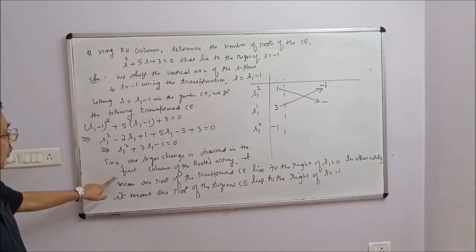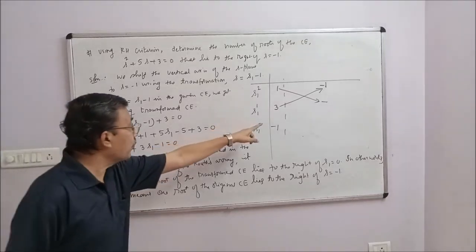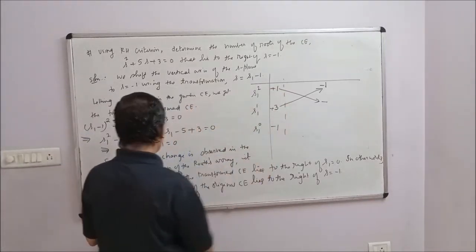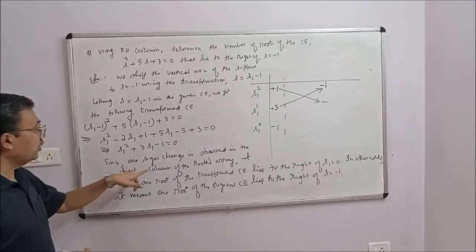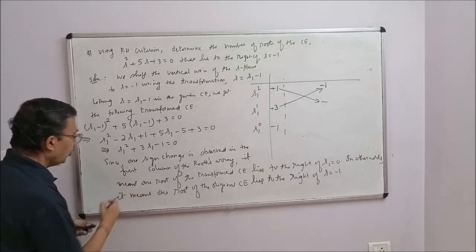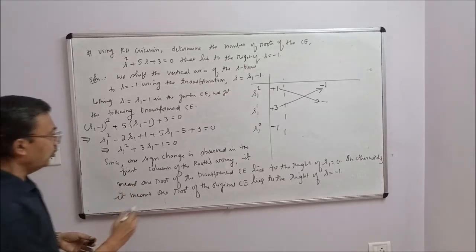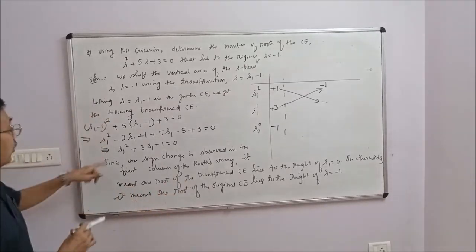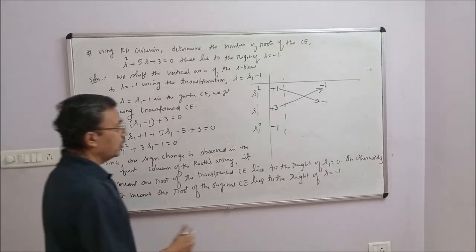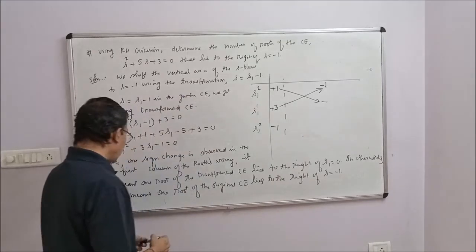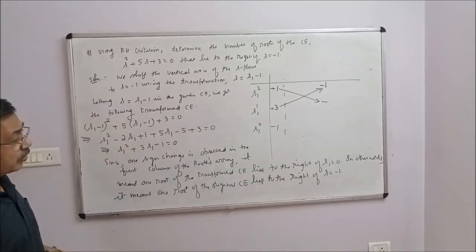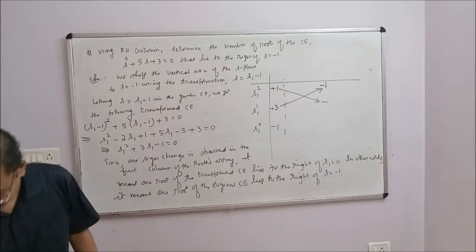Since one sign change is observed in the first column of the Routh's array, see, plus to plus no sign change, plus to minus one sign change. It means one root of the transformed characteristic equation lies to the right of s1 equal to 0. In other words, it means one root of the original characteristic equation lies to the right of s is equal to minus 1.